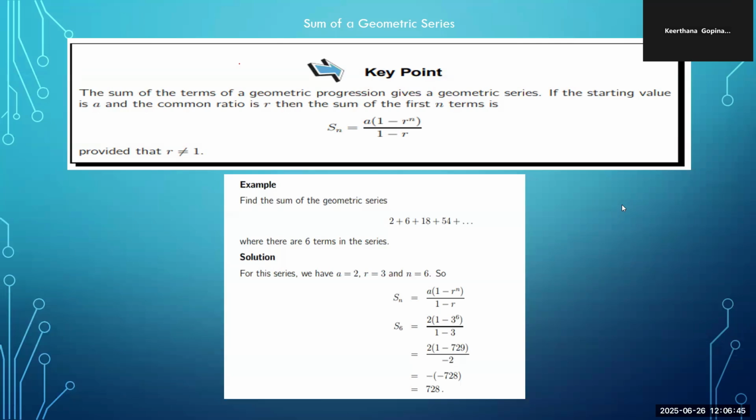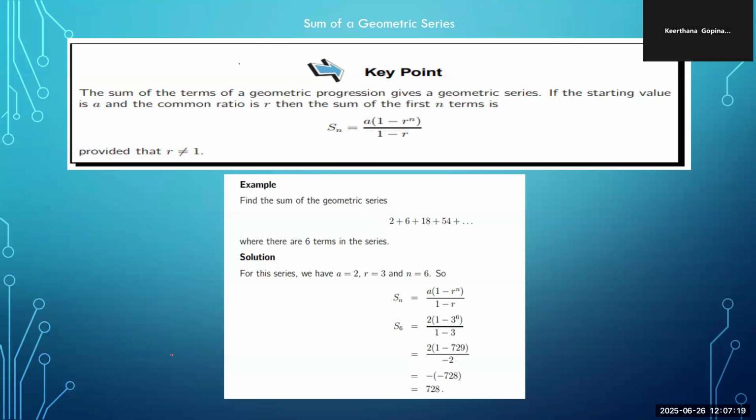So sum equals a into 1 minus r power n by 1 minus r. So simple: 2 into 1 minus 3 power 6 by 1 minus 3, that is 729 minus 728. So the sum is 728. Here the critical thing is that symbols are very important. In both AP and GP, the plus symbol and minus symbol are very important. Sometimes we will go wrong because our symbol was wrong.